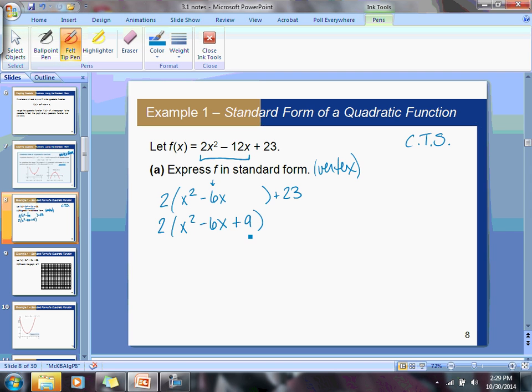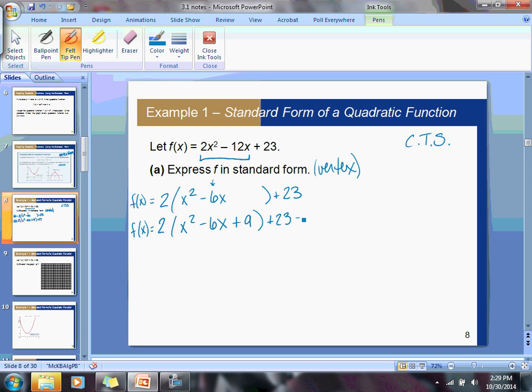Now here's the trick. Remember, I'm not just adding 9. I'm adding 9 times 2. And this is all on one side of the equation. I'm still working on the right side of the equation. I haven't done anything to the left side of the equation where the f of x is. So I still have this plus 23 here, but I just added 18 to this right side of the equation. So I made this side 18 units bigger.